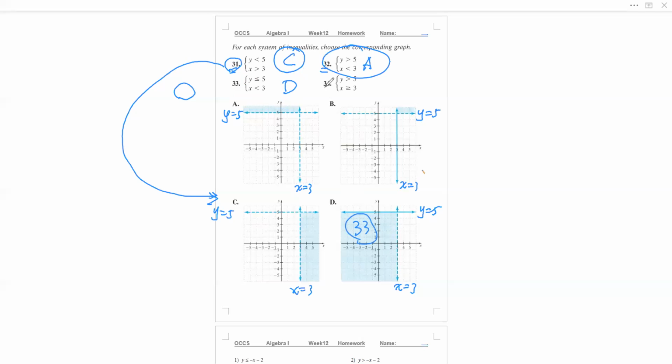So here is 33, right? All right. So 34: y greater than 5, so above the y equal 5 line, and use the dash line. X greater than or equal to 3, so it's the right part of x equal 3 and including this line. Yeah, so it should be here. So here is 34. So here is the B. Right, so they didn't describe here.